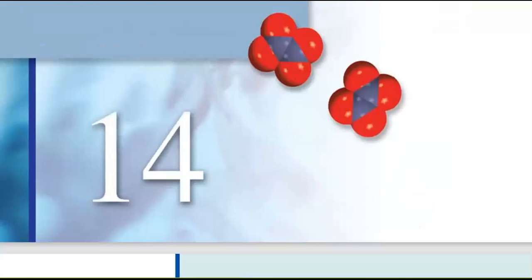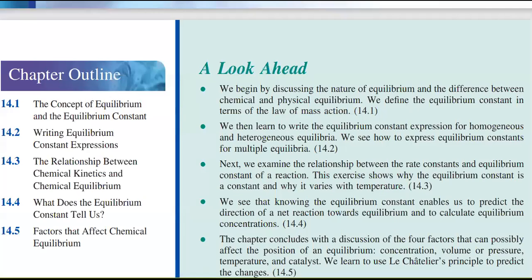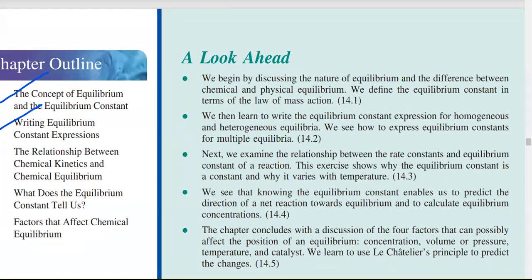But in this chapter, the outline we'll discuss is the concept of equilibrium and the equilibrium constant, writing equilibrium constant expressions, the relationship between chemical kinetics and equilibrium, what the equilibrium constant tells us, and factors that affect chemical equilibrium.